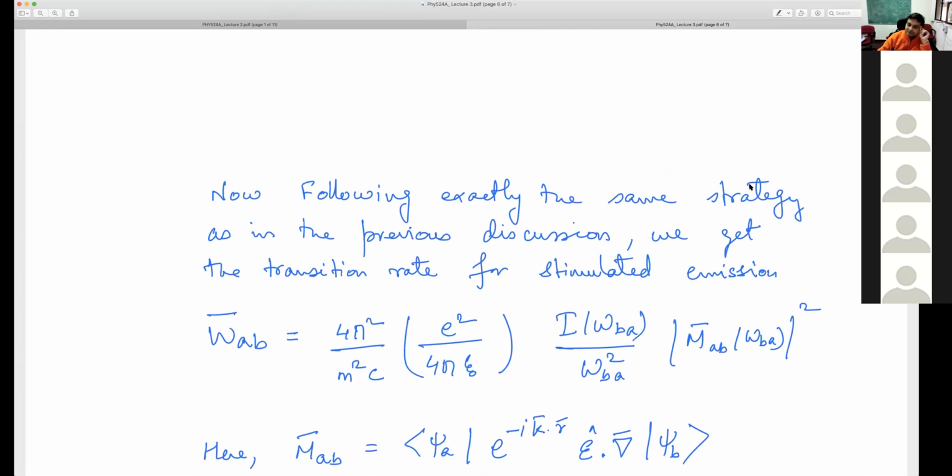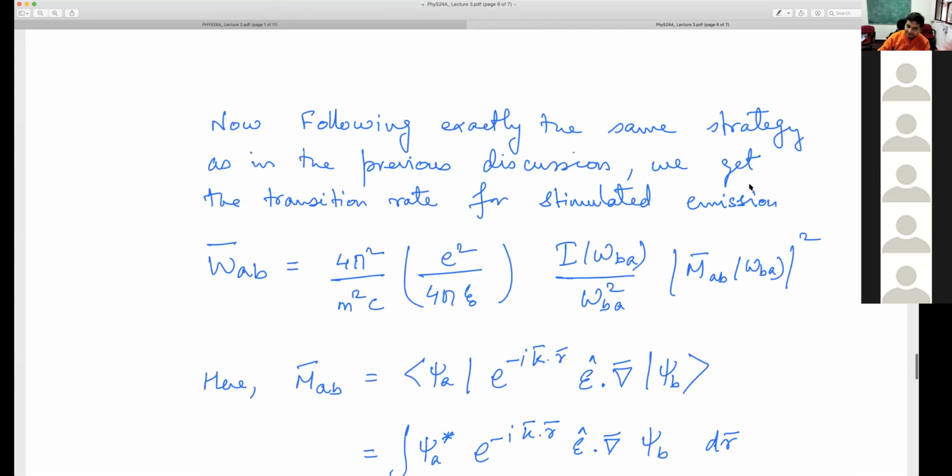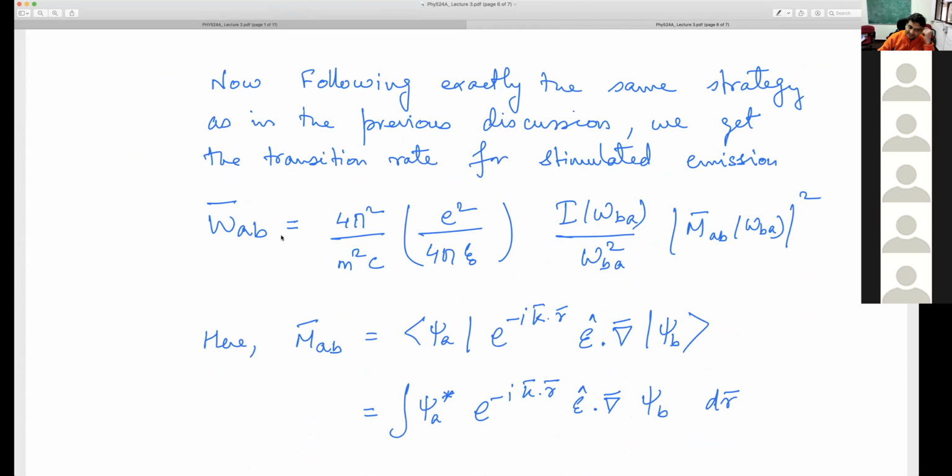And using the transition probability, we will follow exactly the same steps as we did. So we can write the transition rate. But now the transition rate is for starting from B and going to A. So W_AB instead of the W_BA in the previous step. And that is 4π² over m²c, so the same constants, etc., which will form the alpha, or the fine structure constant.